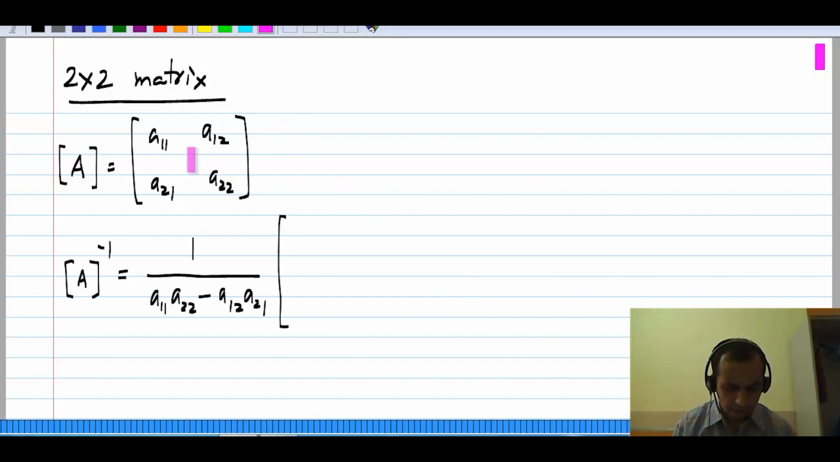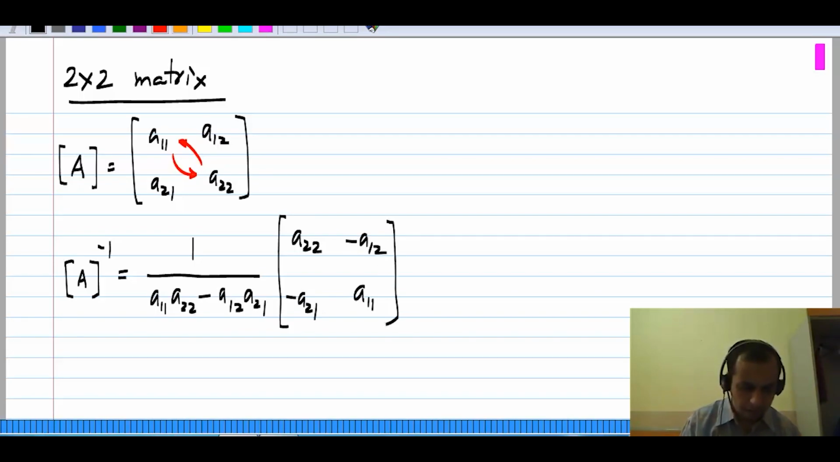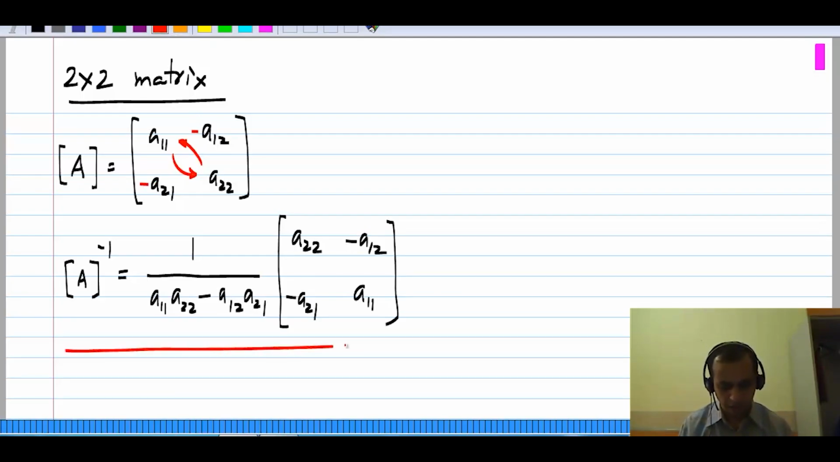So all you have to do is swap the diagonal elements, that is A22 comes over here and A11 goes over there. So you simply interchange the positions of these two, and for the other two you retain the positions but negate the values. So here and here you have minus and minus. That's all. Now you can go back to the example we had earlier.